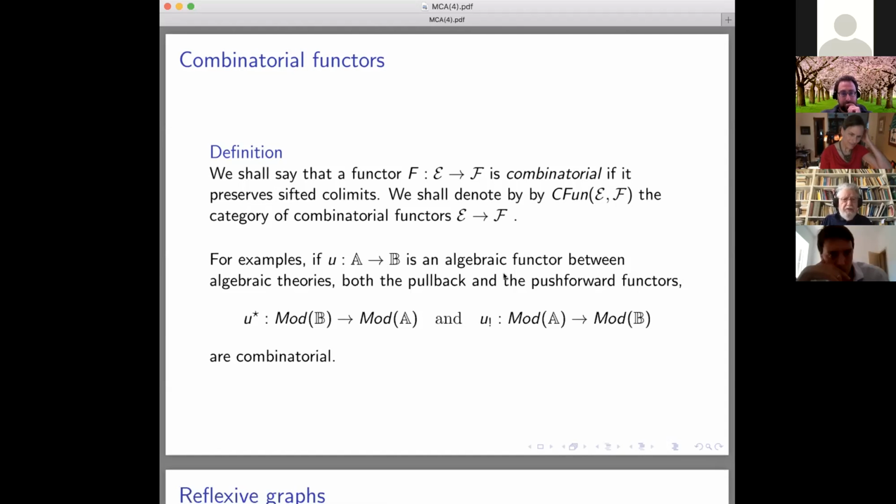But it's interesting to realize, and not difficult to prove, that the pullback functor, which is a right adjoint, preserves shifted colimits. Again, this is something which has been known for a long time. There is no claim here that this is something new, but these are important examples of combinatorial functors.